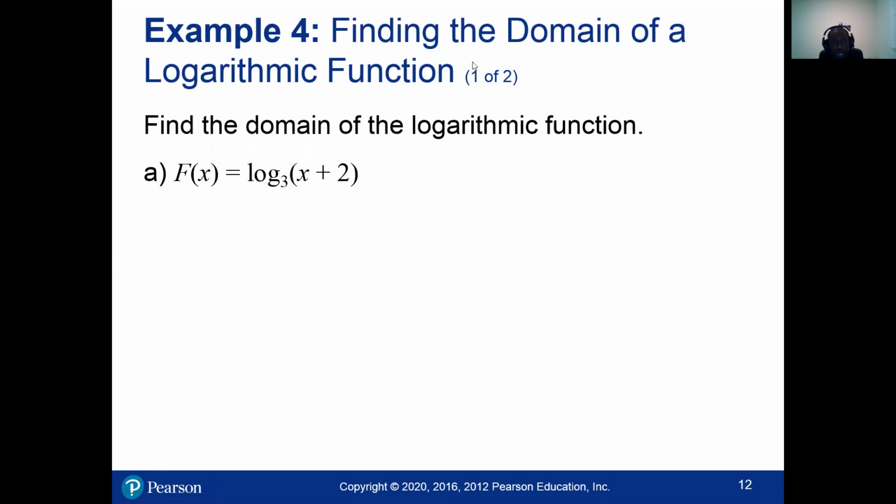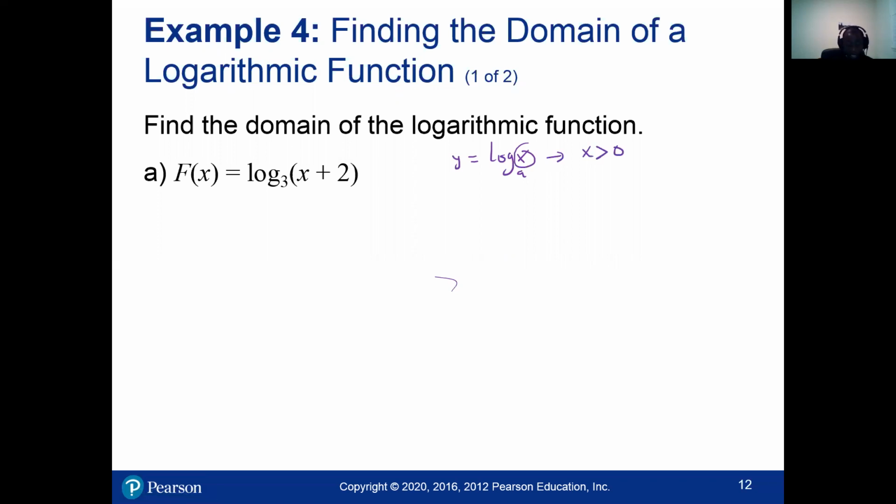Let's find the domain of this logarithmic function. Now, from the definition, when you have a log of x to any base, the function is defined when x is greater than 0. Whatever you have here, we know that the log of a negative number is undefined.